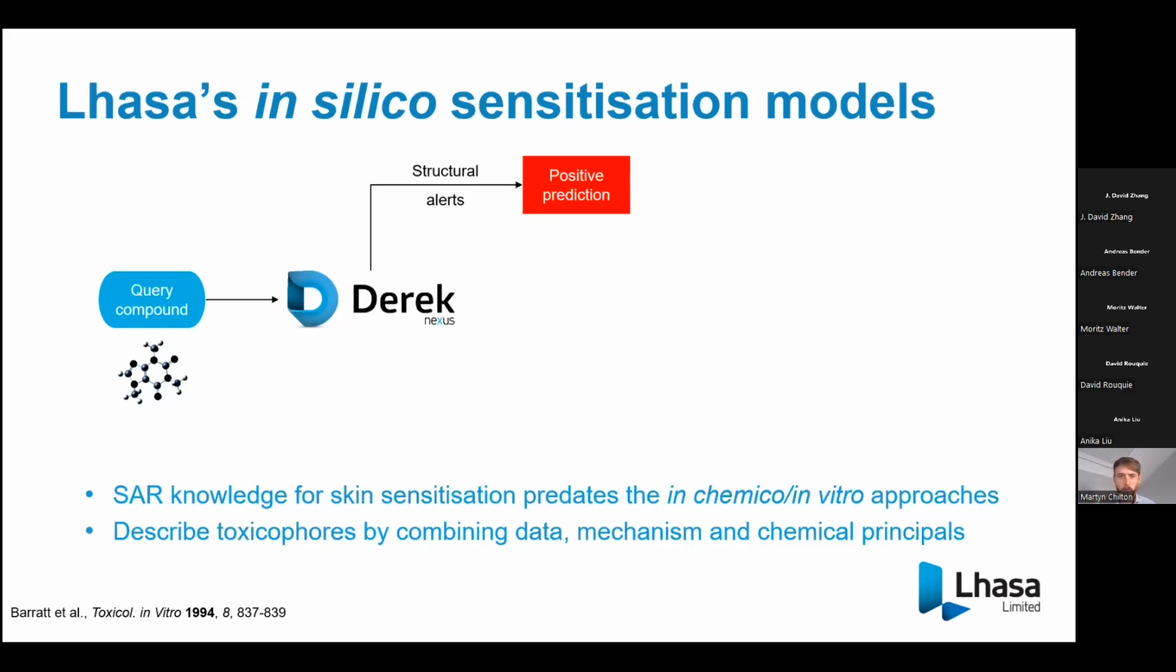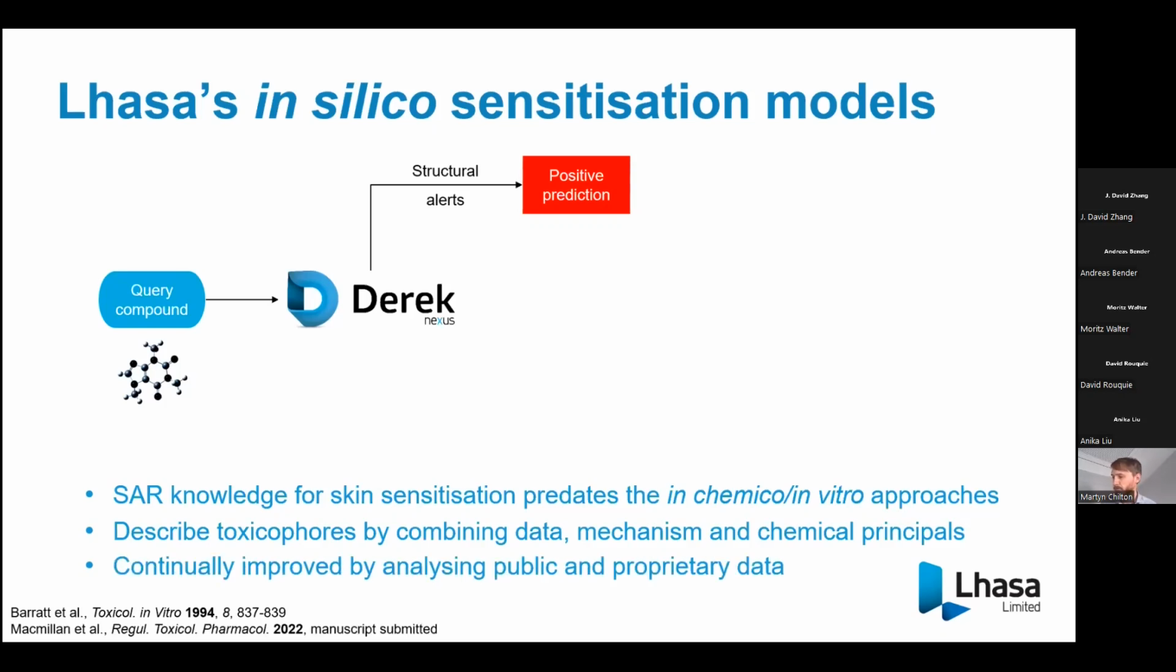Very briefly, the way they work is they describe a toxicophore, so a class of chemicals with a common substructure, by combining a number of aspects: the available toxicity data, some mechanistic understanding of why those chemicals are thought to be toxic, and some chemical principles, so organic chemistry principles you can use to extrapolate from the data to similar chemicals. So that's how the structural alerts work, very briefly.